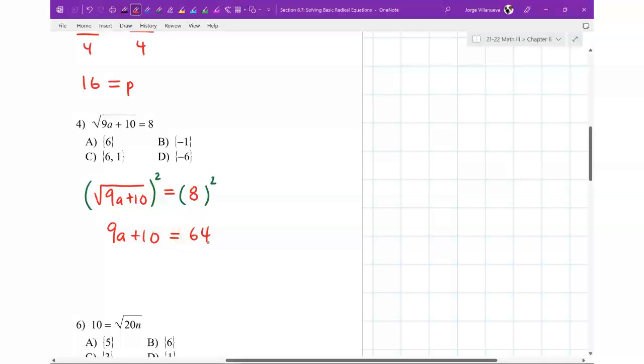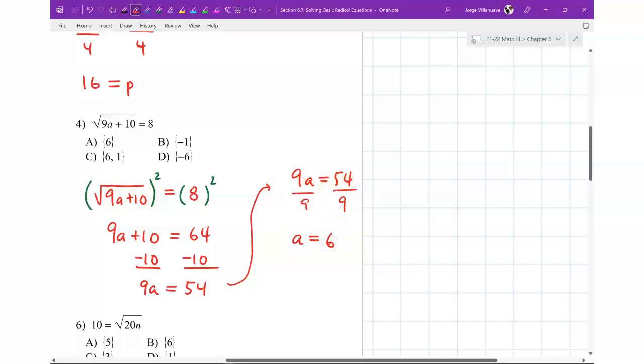So now start solving for a. We're going to subtract 10 on both sides. I get 54 is equal to 9a. Let me just move this over here. 9a equals 54. So I'm going to divide by 9. So a must be 6. Okay? I mean, this is it. This is what you're doing, right?